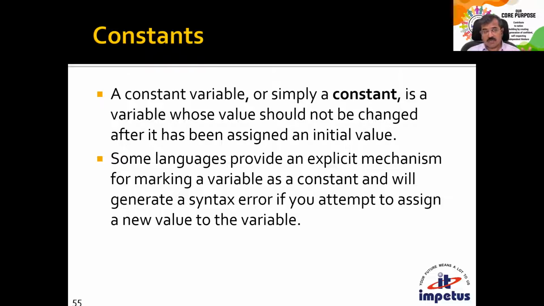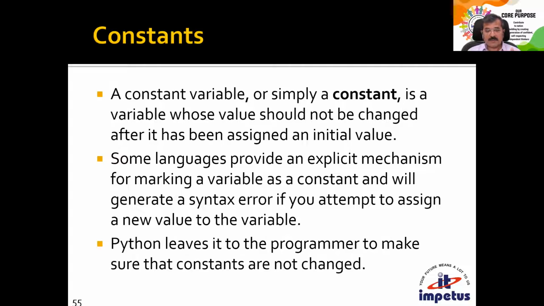That means if I say const int x in C or C++, the compiler will jealously guard the constantness of that particular variable. Even if by mistake you fail to ensure its constantness and you assign a value to it, the compiler will generate an error saying this is not something which is allowed. Python, unfortunately, leaves it to the programmer to make sure constant values do not change.